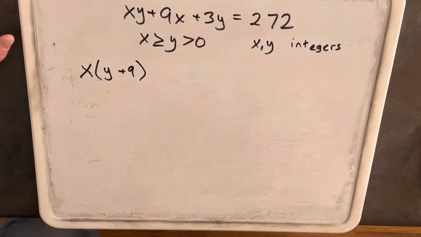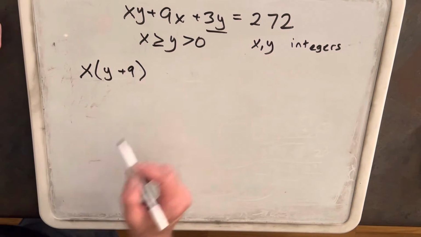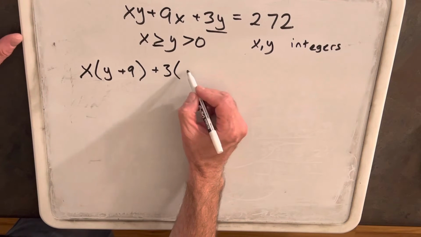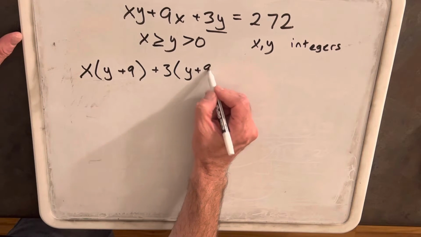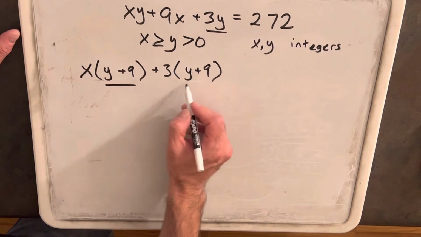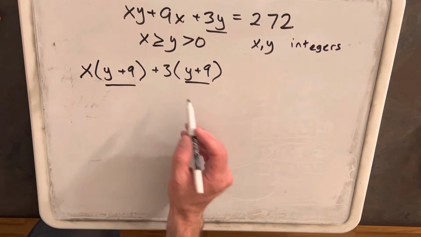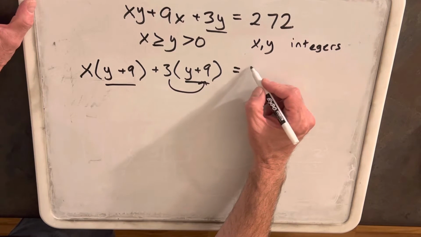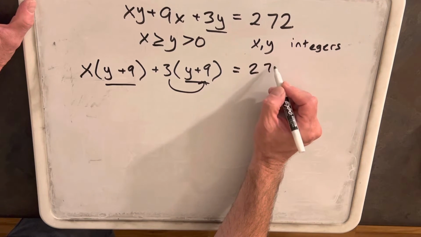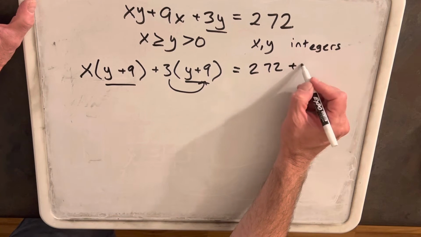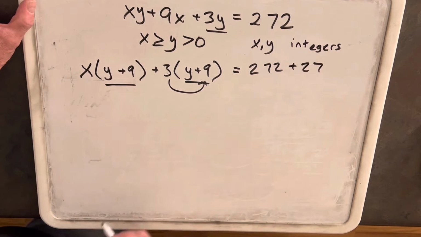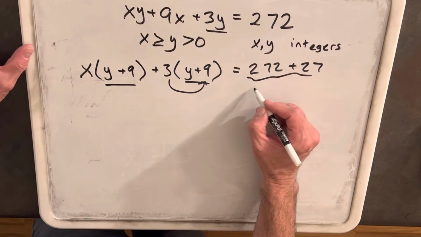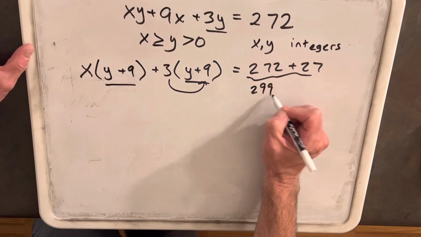And then with the next piece, we have this 3y. I'm just going to take out the 3 and then I'm going to force this to look the same as this. But what we did by doing that is we actually added a 27, so I'm just going to add that 27 back on the other side so that we stay balanced and don't change the equation. And when we add these together, this number will be 299.